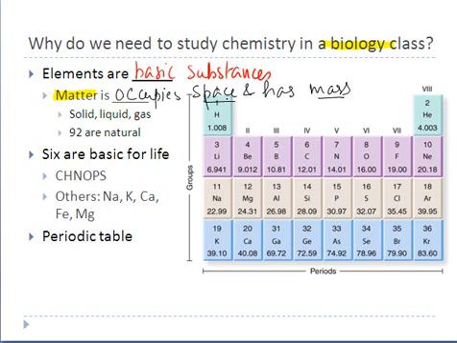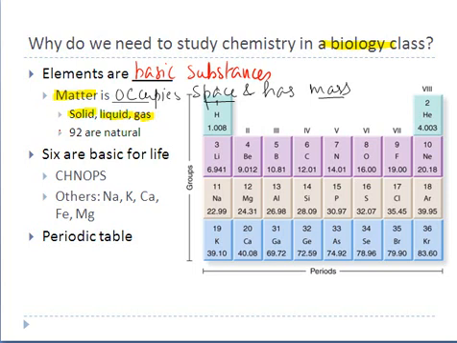Matter is present in three different forms: solids, such as a chair or a book or a brick; liquids, such as water or acetone or alcohol; gas, such as carbon dioxide, oxygen, chlorine, or methane. So they're always going to be present in three different forms. All matter is going to be composed of the basic substance, and those basic substances are elements.